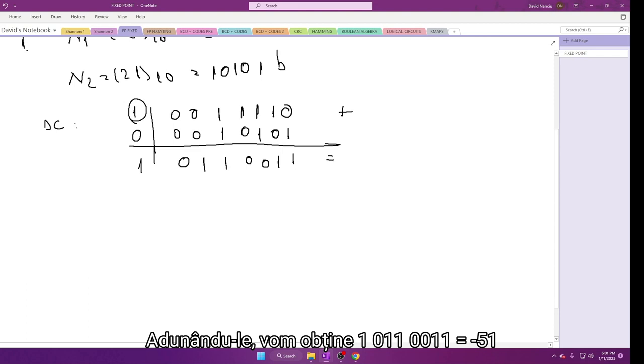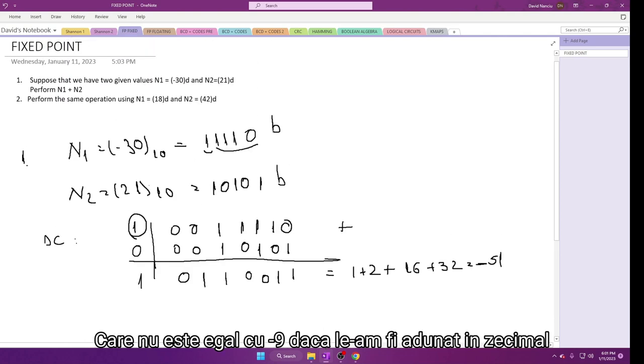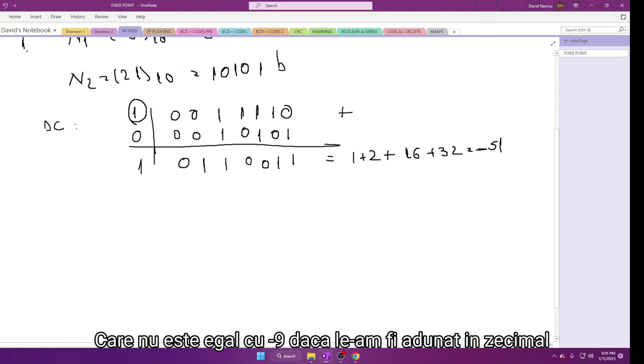If we quickly calculate this one, it's 1 plus 2 plus not 4, not 8, but a 16 and 32, which will give us minus, because of the sign bit, minus 51, which is not equal to minus 9 if we just add them in decimal.